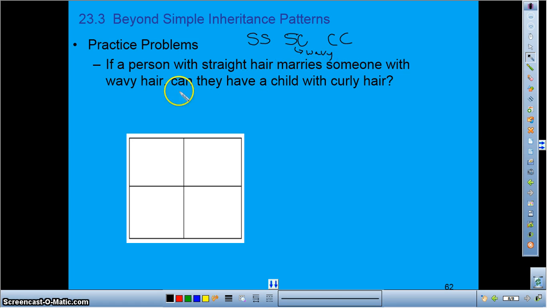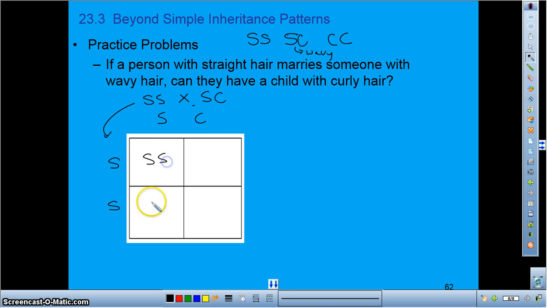All right, so let's go ahead and do the Punnett square. We have straight hair person that marries someone with wavy hair. So here's our genotype is SC. So let's see if it's possible for them to have a child that has curly hair. So this individual can only give an S. This individual can give an S or a C.